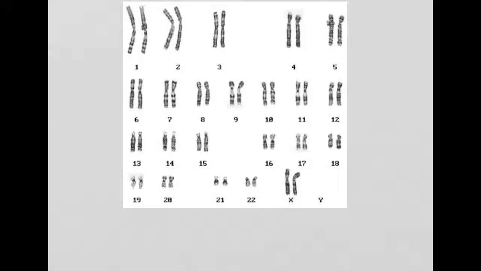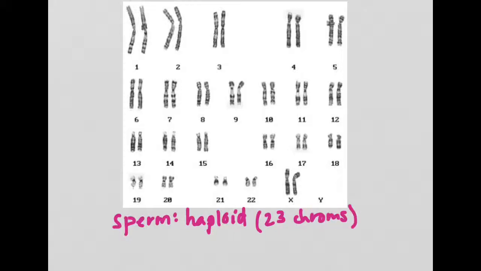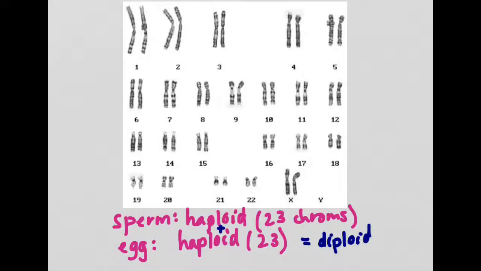So keep in mind that the sperm is a haploid cell, meaning that it's going to have 23 chromosomes. And then our eggs will be the same. So that means that when we combine our sperm and our egg, we're going to get a diploid zygote with two sets of 23 chromosomes, for a total of 46 chromosomes.